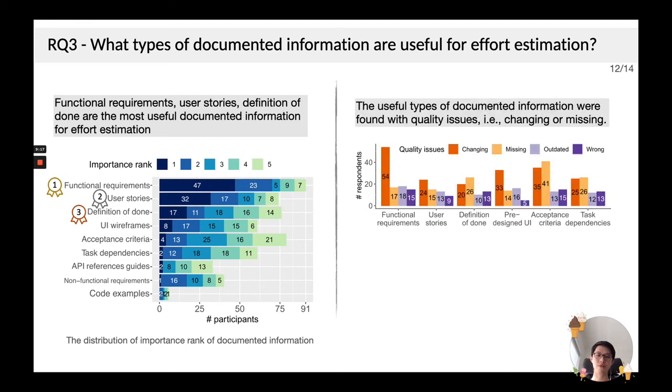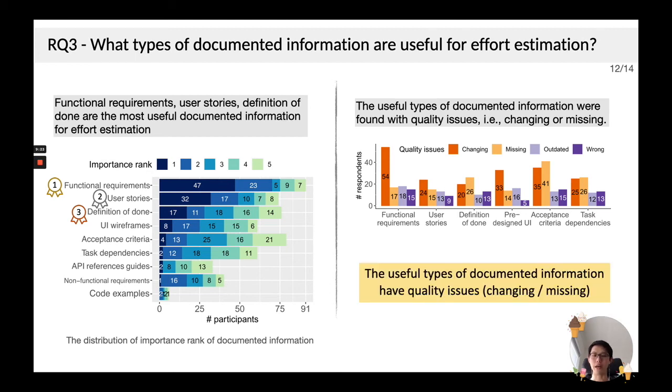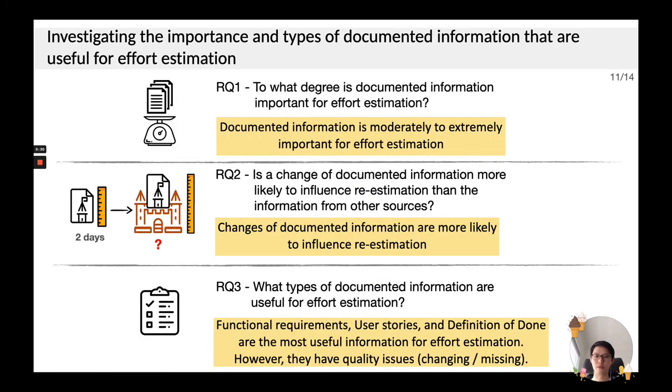Additionally, we also let the respondents mark if each selected type is found with quality issues. We found that the useful types of documented information are reported to be changing or missing. That is the answer for RQ 3.